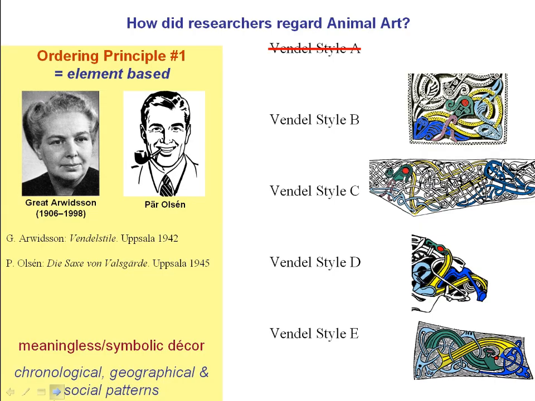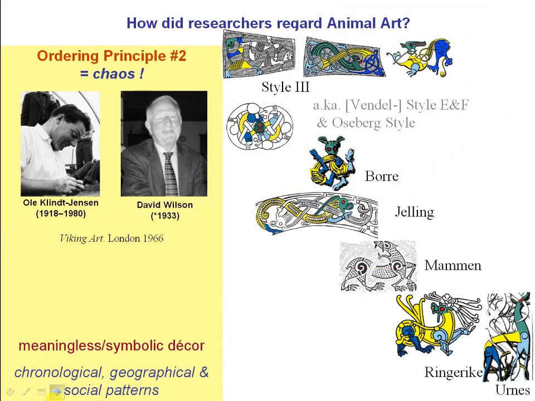Unfortunately, not everyone in Viking Age research has been as methodologically consequent, and so we come to our next slide featuring two gentlemen who for a long time have been put on a pedestal within Viking Age research for subdividing the Middle Viking Age styles into even more subgroups, which they called Borre style, Jelling style, Mammen style, Ringerike style, and Urnes style.